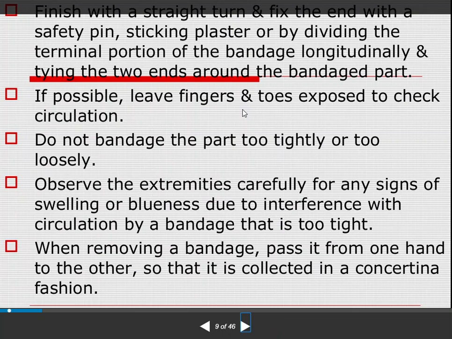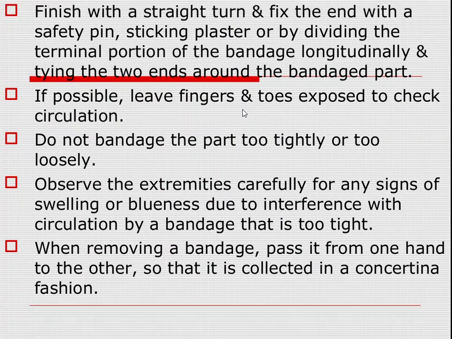Next, continue with the principles: finish with a straight turn and fix the end with a safety pin. The last turn we take must be straight, and we secure the bandage with the help of a safety pin, or sticking plaster, or by dividing the terminal part of the bandage longitudinally and tying the two ends around the bandaged part. In simple terms, the two ends are tied in a knot. And if possible, leave the fingers and toes exposed to check the circulation.